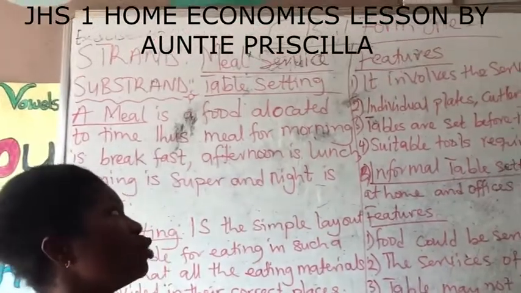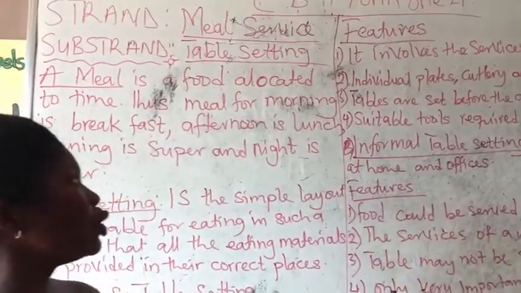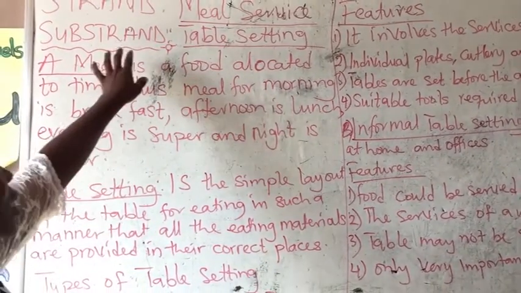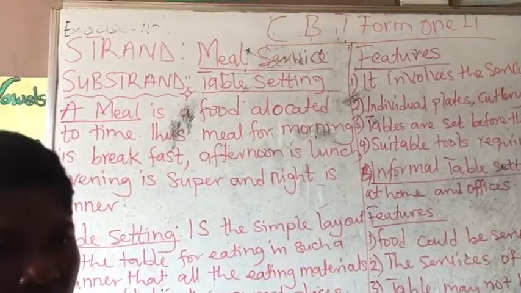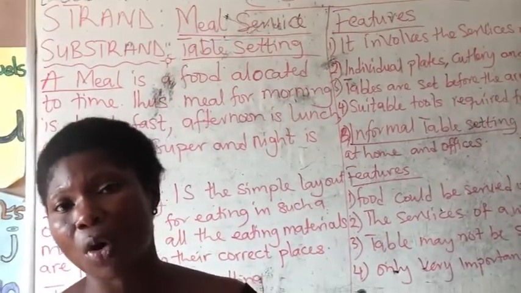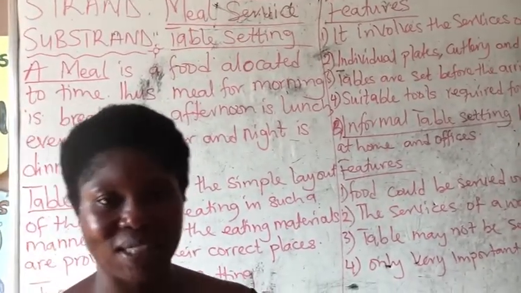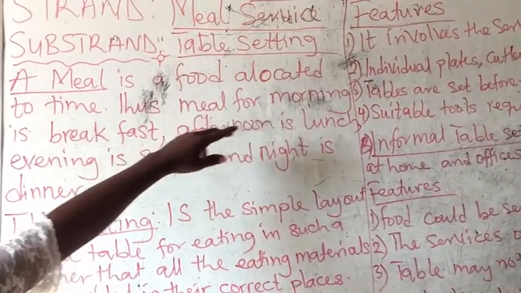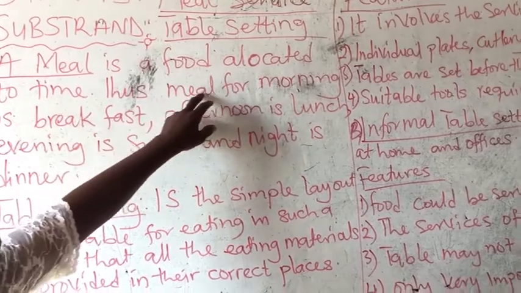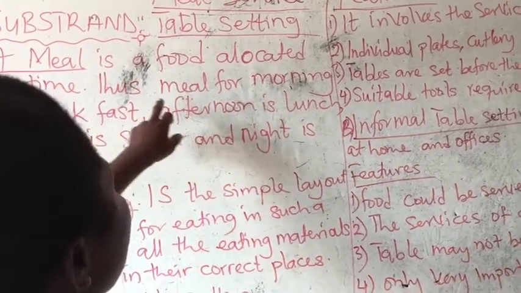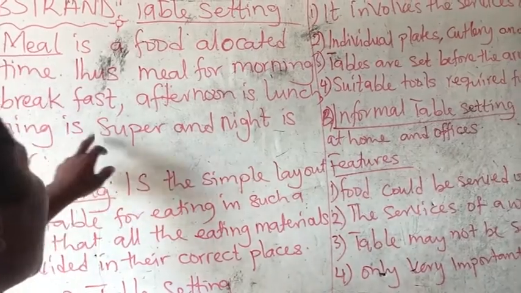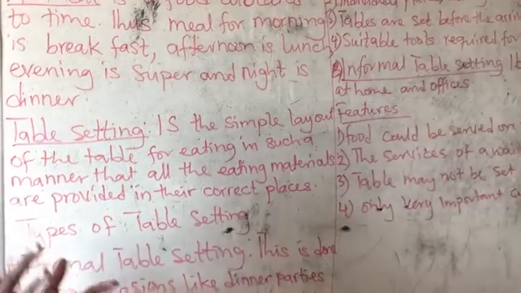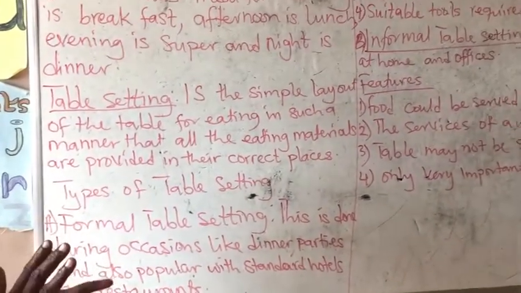I'm going to take you to CTB today, and today our strand is meal service and our sub strand is going to be table setting. I hope we've all taken a meal before and we know what a meal is, but let's define what it is. A meal is a food allocated to time. Thus, meal for morning is breakfast, afternoon is lunch, evening is supper, and night is dinner. So when we talk of a meal, it's allocated to time.